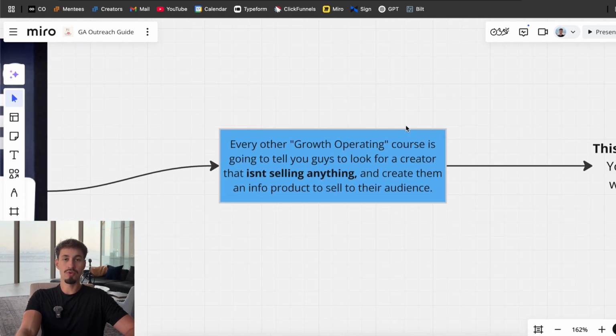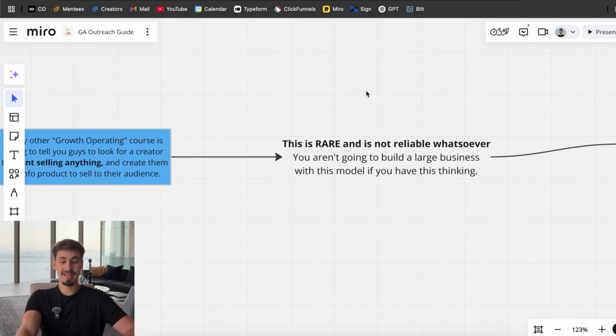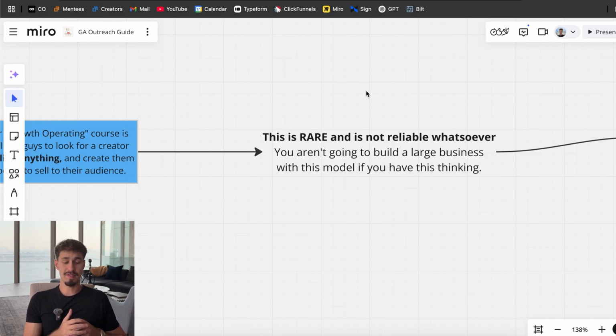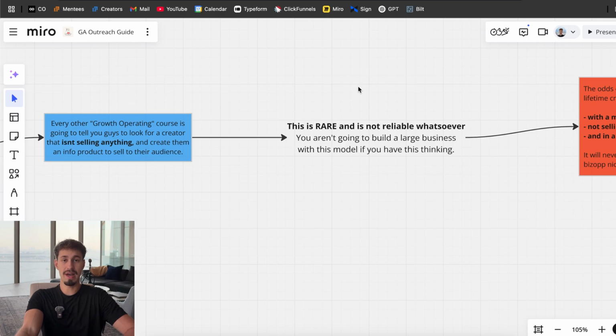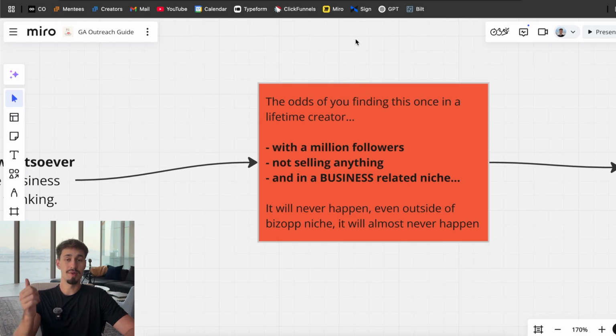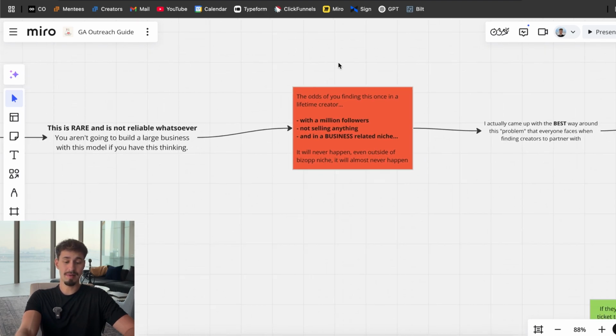Now, every other growth operating course is going to tell you guys to look for a creator that isn't selling anything and create them an info product to sell to their audience. Now, the problem is this is extremely rare and is not reliable whatsoever. If you're trying to build a massive business out of this business model, you're not going to if you have this line of thinking, because it's literally just betting on some miracle to occur. The odds of you finding this once in a lifetime creator with 1 million followers, not selling anything, and in a business related niche, it simply will never happen. Even outside of the biz op niche, it almost will never happen. It's extremely, extremely rare. I'm not saying it's impossible, but the majority of you guys aren't going to be able to find that.